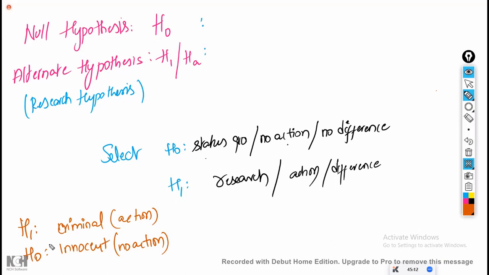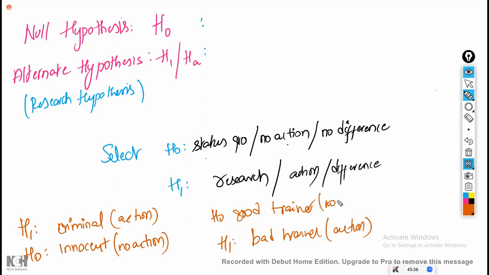Now, similarly, we have the second statement. Good trainer, bad trainer. Whatever the trainer, whether it is a good trainer or a bad trainer, we have two options. For which one are you going to take action? Bad trainer. For a bad trainer, you have to take the action. That is the alternate. For a good trainer, no action is required. Is that clear? This is example number 2.